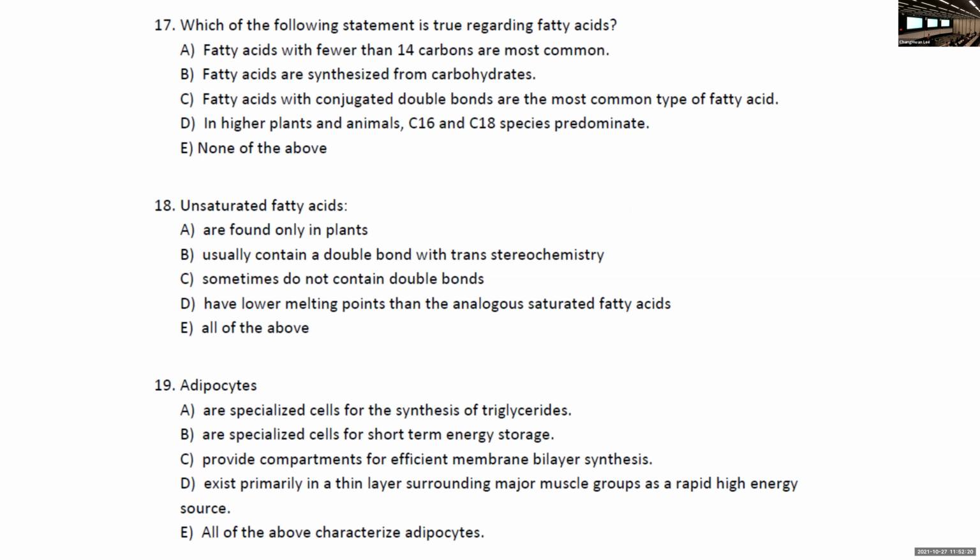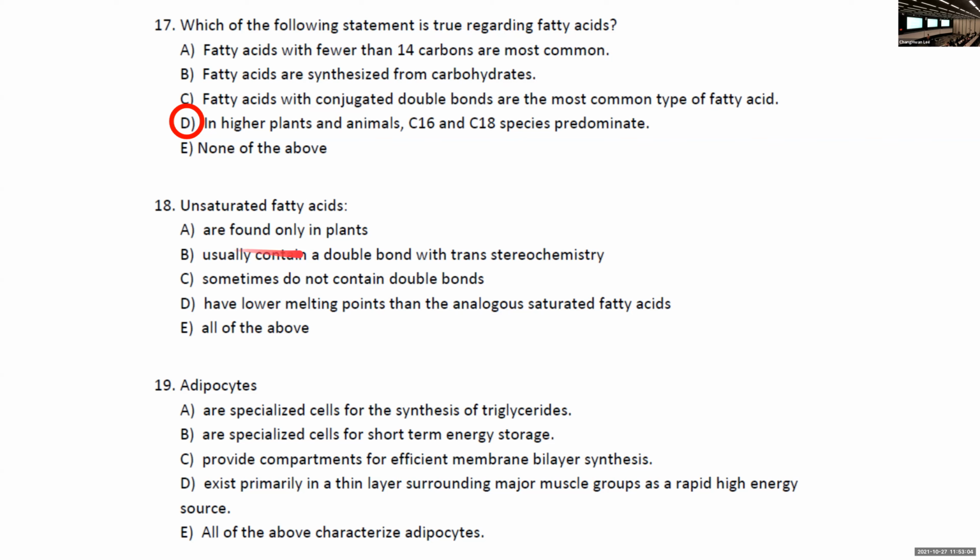Number 17, D. And does anyone need explanation for this? Because everything is on the slides. I simply use the old wordings on the slides, and then change it a little bit, like here fewer than 14, but it's around 16 to 18, right? And fatty acid is synthesized from carbohydrates. It's incorrect because it uses a different pathway that we didn't even discuss, right? Which is acetyl-CoA or coenzyme A. And the conjugated double bonds are most common fatty acid types, which is not true.